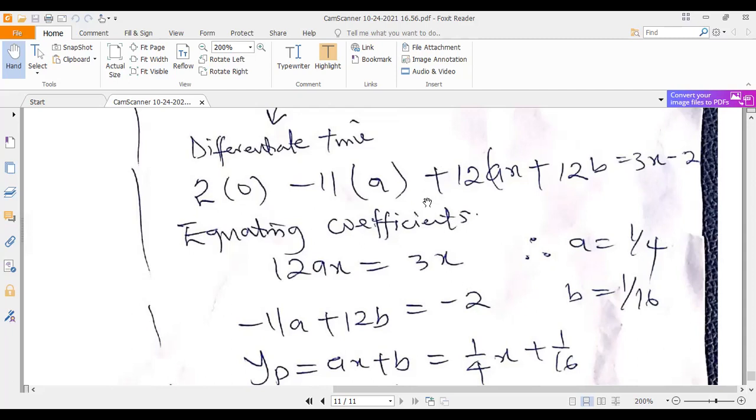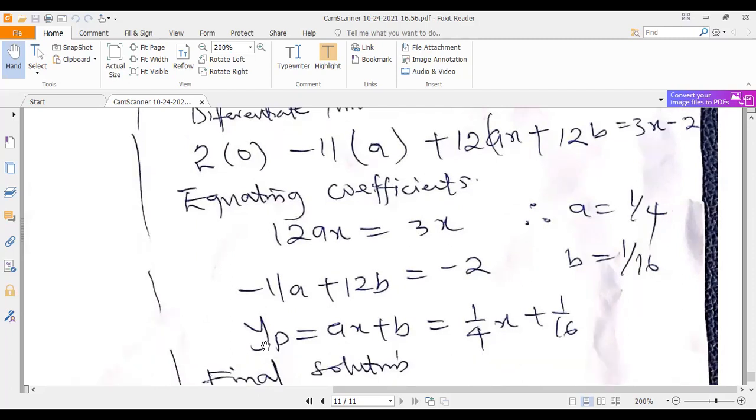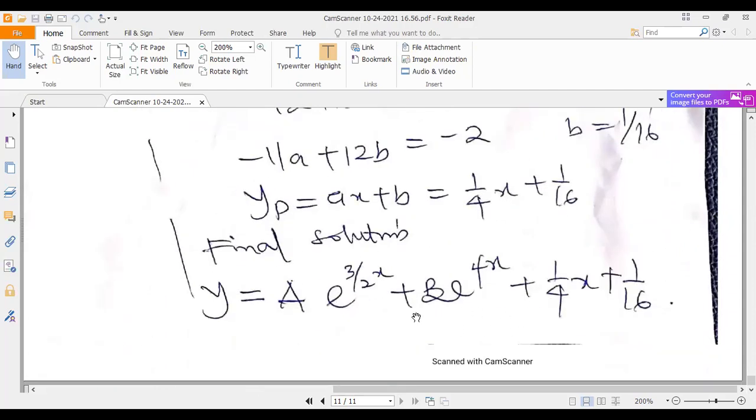Okay, let's go back to the expression again. This time around, we are going to pick minus 11a plus 12b is equal to minus 2. So in this case, before we can solve this, we need to substitute a equals 1 over 4. By the time you put 1 over 4 here, then you make b the subject of the formula. You have your b to be 1 over 16. So what is the y particular now? y particular is the same thing as ax plus b, which is 1 over 4 multiplied by x, plus 1 over 16. So you can add it together now. Now add the complementary and the particular solutions. So that is how to solve this third case.